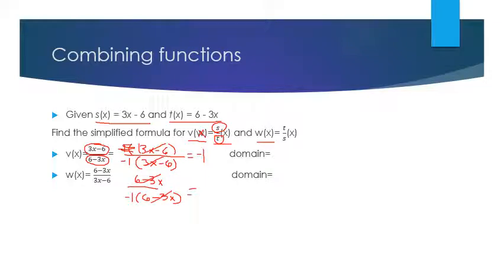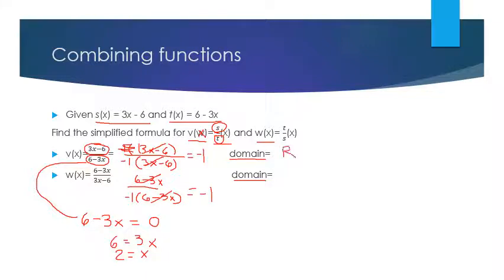So you say, well, what's the difference between them if they both equal -1? Well, the difference is the domain. Remember, the domain is all the values of x that will work for a function. In this one, the only restriction to the domain is that we can't have 0 in the denominator of a fraction. So what would the value of x be if 6 minus 3x equals 0? Adding 3x to both sides gives me 6 equals 3x, and dividing both sides by 3 means that x would equal 2. So this is all real numbers, but x is not equal to 2.